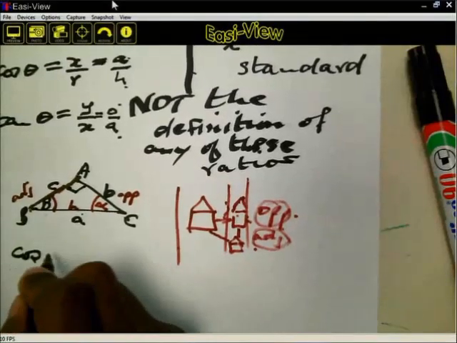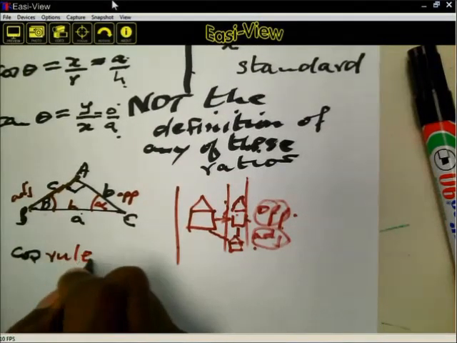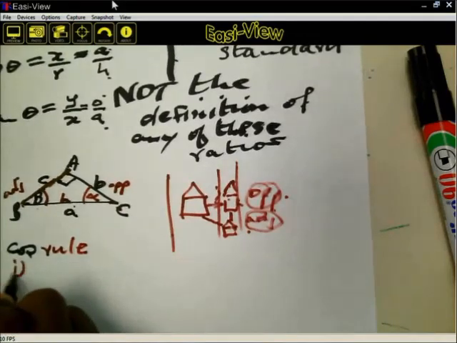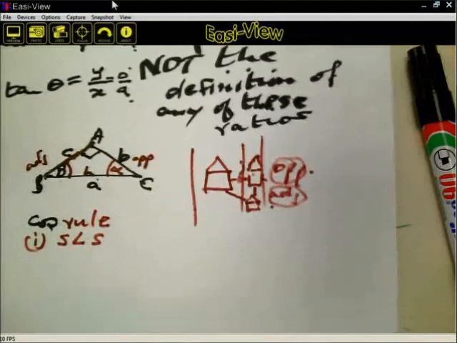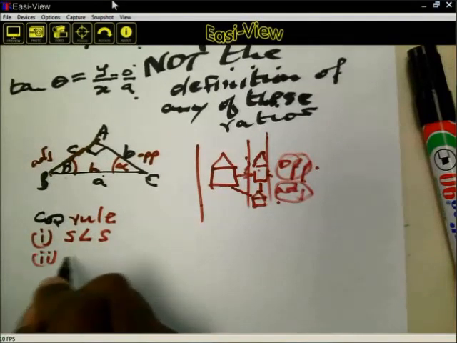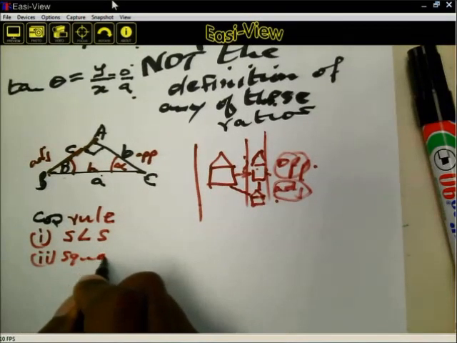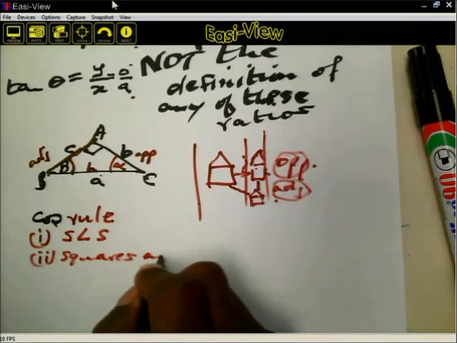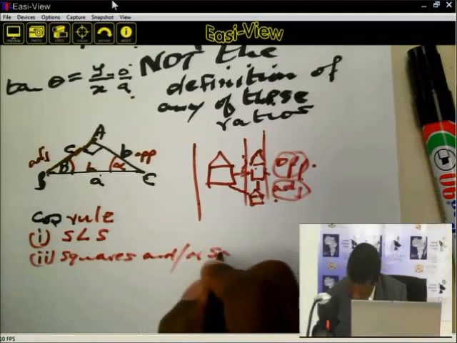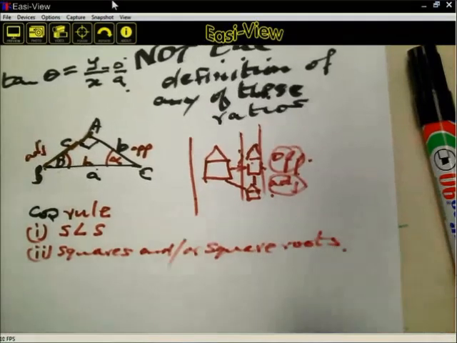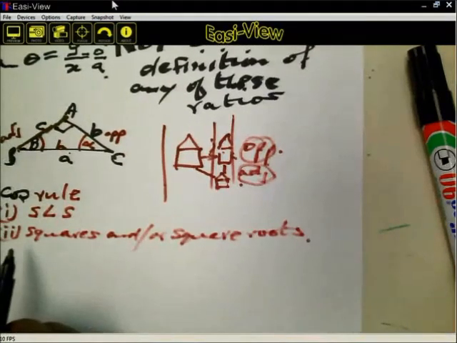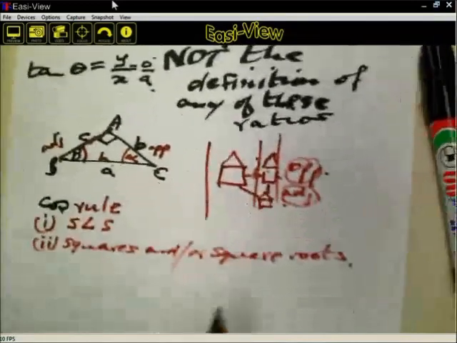When do we use the cosine rule? Two conditions. If you have two sides and an included angle, but also if you have squares and or square roots, then you know that I must use the cosine rule. Similarly with the area rule.